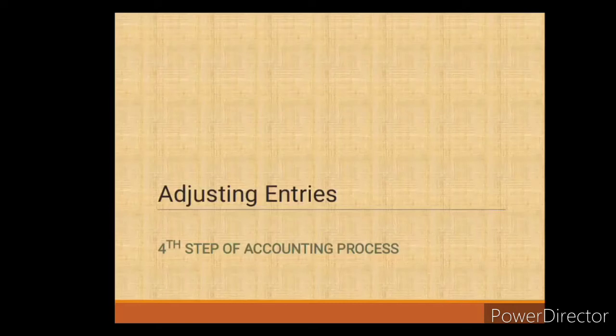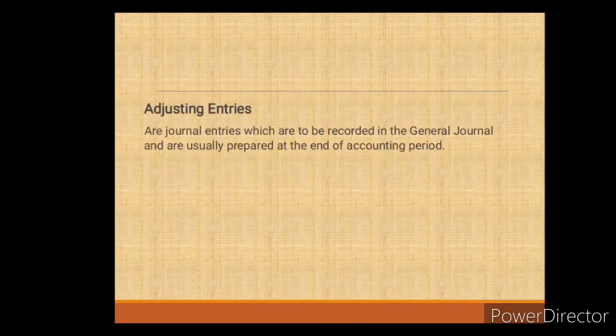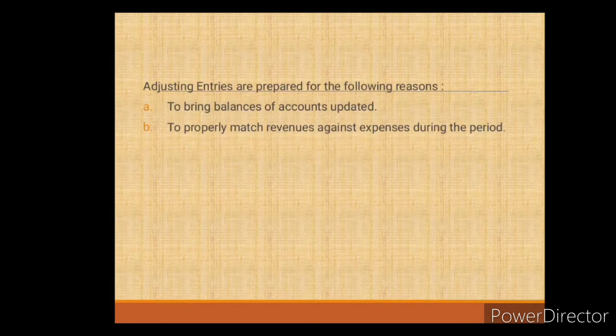Hello everyone! For today's video, we are going to discuss adjusting entries, the fourth step of the accounting process. Adjusting entries are journal entries which are to be recorded in the general journal and are usually prepared at the end of the accounting period. Adjusting entries are prepared for the following reasons: to bring balances of accounts up to date and to properly match revenues against expenses during the period.